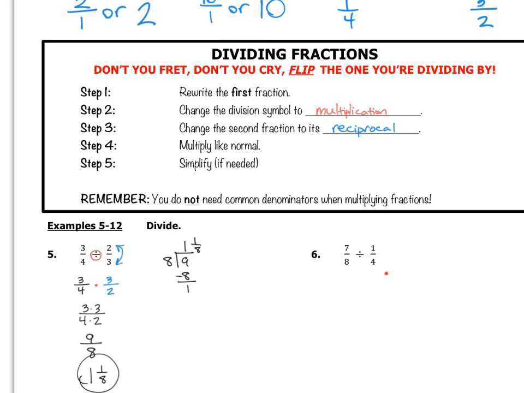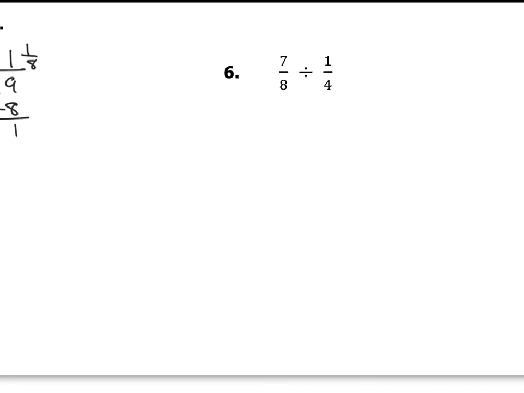So now let's look at number 6, and we'll do these same steps. We have 7/8 divided by 1/4. So I rewrite the first fraction as it is. Then my division symbol changes to multiplication, and my second fraction flips. Don't you fret, don't you cry, flip the one you're dividing by. So now I have 7/8 times 4 over 1.